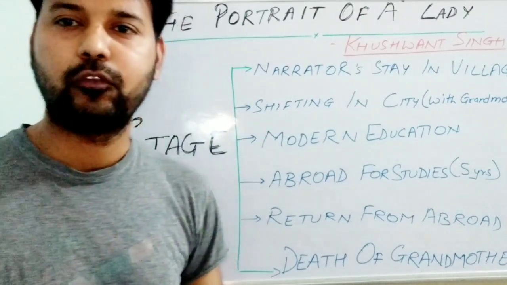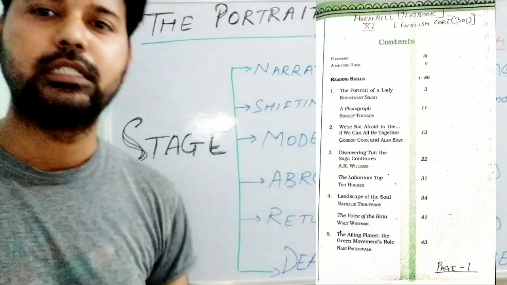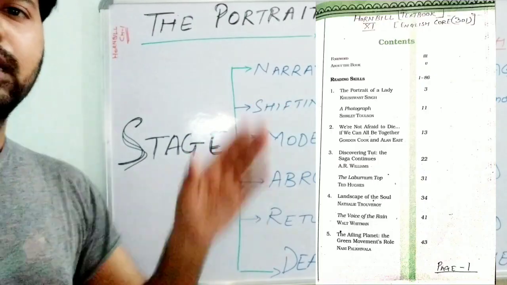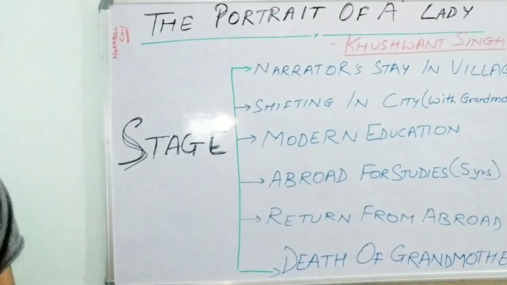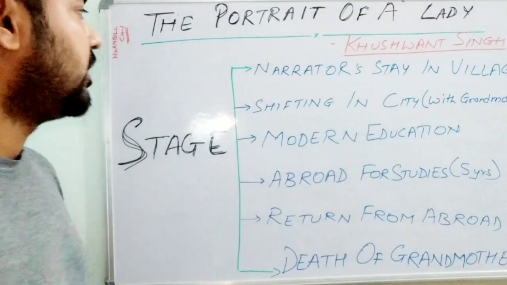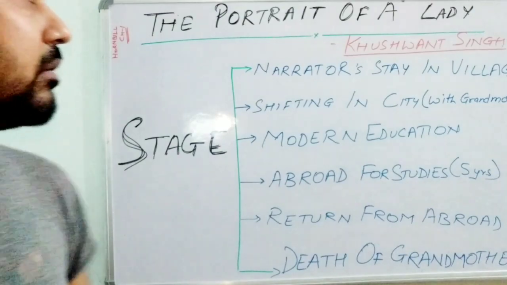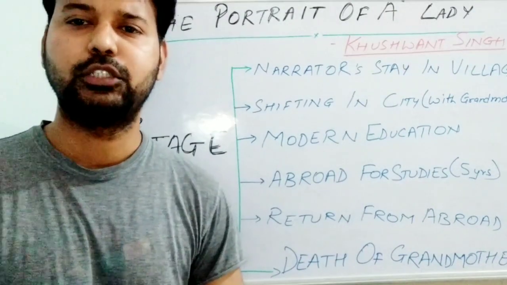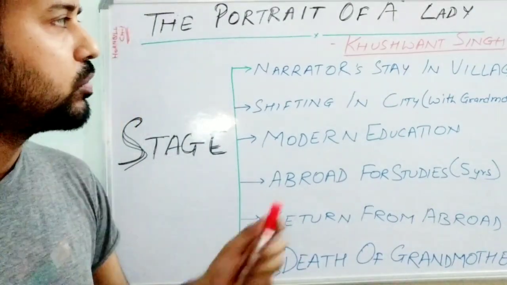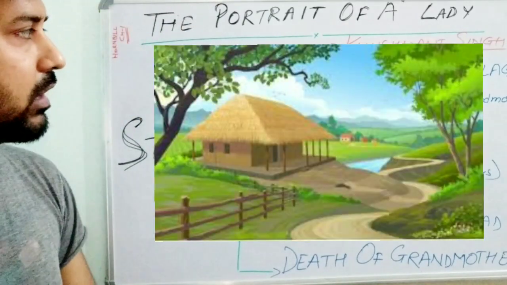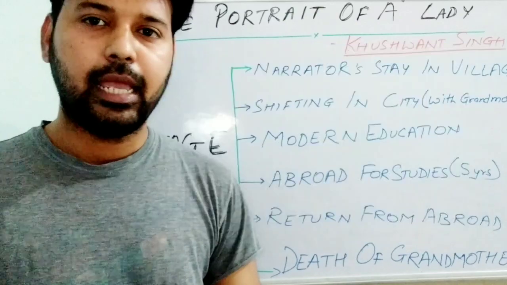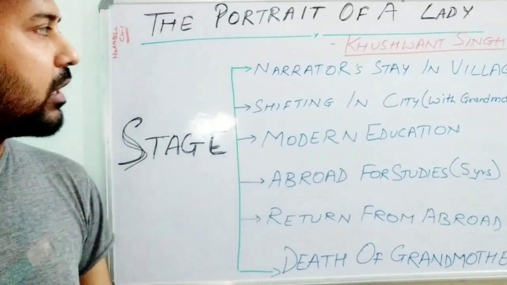All these chapters from the Hornbill book, as you can see it is flashing, we will be studying. Now, starting with this chapter, The Portrait of a Lady. In the starting, it is telling the story about Khushwant Singh, that when he was a small boy, he used to live in a village with his grandmother, and he used to live alone with her.